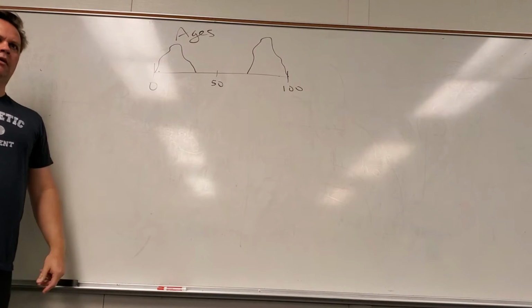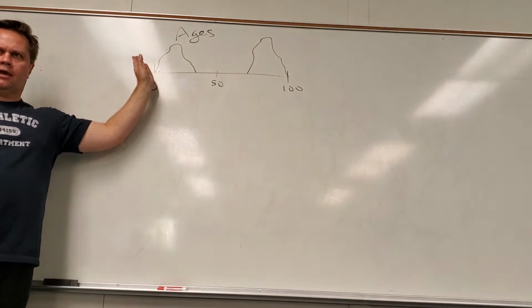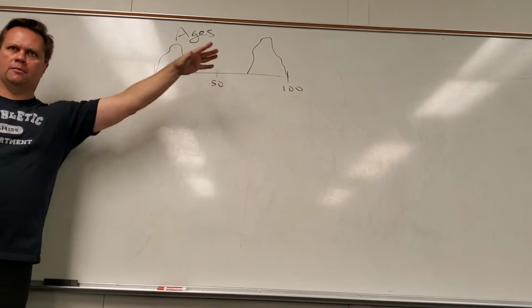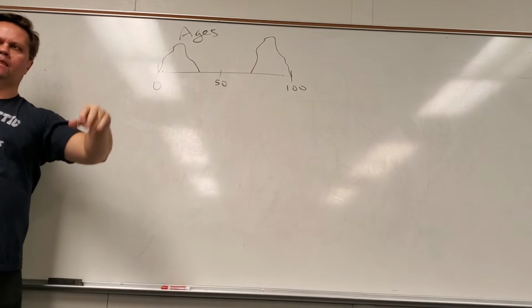Okay. How did I get 50 if that really is the average? I just added up all the people's ages and divided by how many there are, right? Is that cool? Agree with me? Okay.